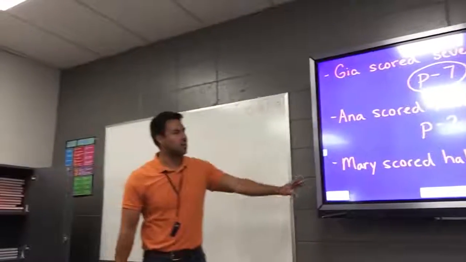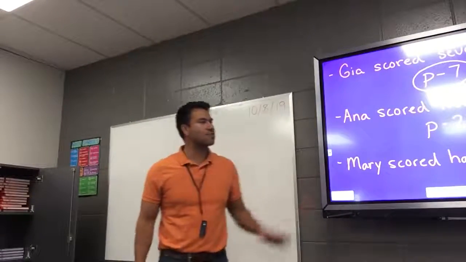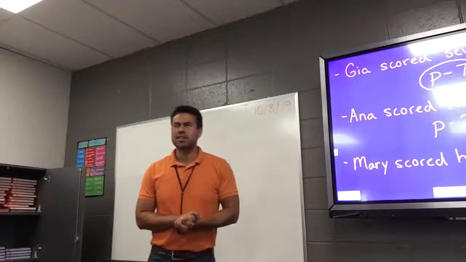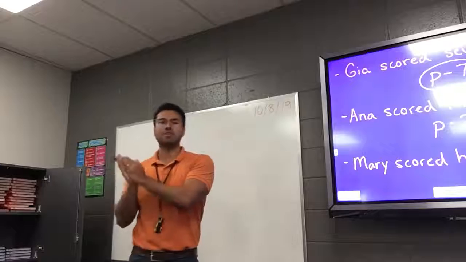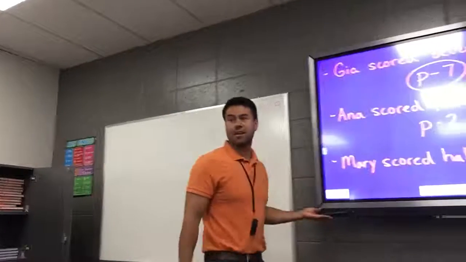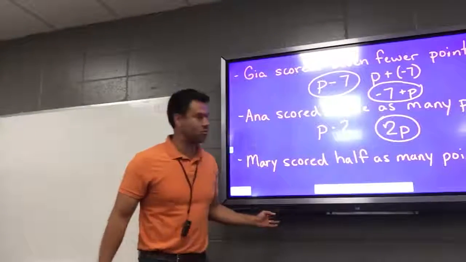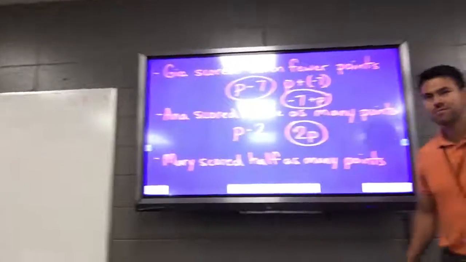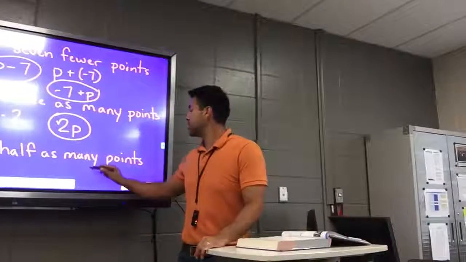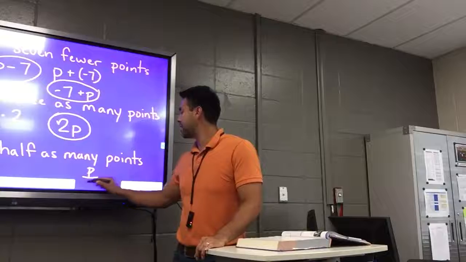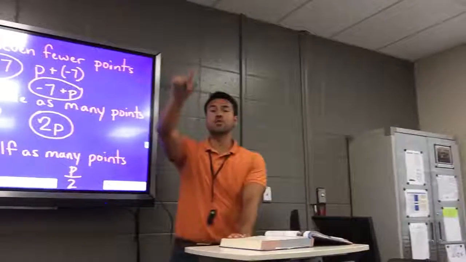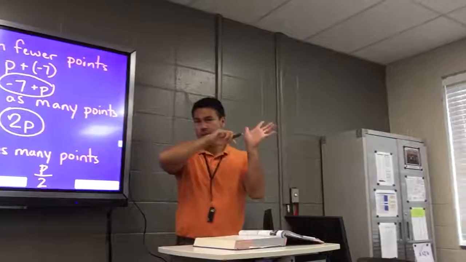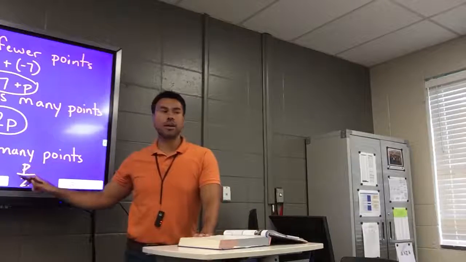And the last one, Mary scored half as many points as Rose. So you're like, all right, Rose scored P number of points. How do you say half as many? Marin? Try it out. P divided by 2? You can say P divided by 2 or P over 2. That's it. This is a little bit better, but there's another way to write it.